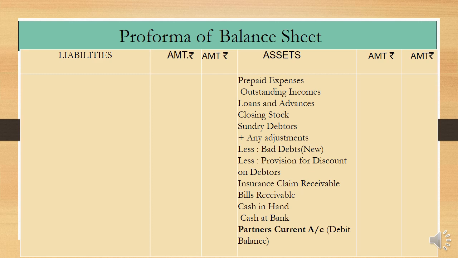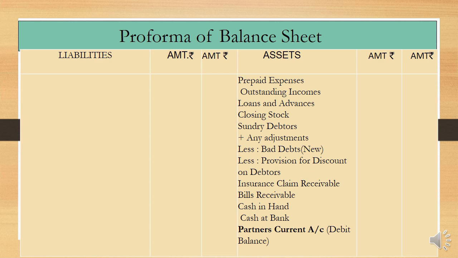Closing stock, the stock of the goods which remain unsold during the year. So for the current year it is considered as the closing stock. It is an asset because the stock is not sold. Anytime we can sell that stock and convert the stock into cash. That is why it is an asset.